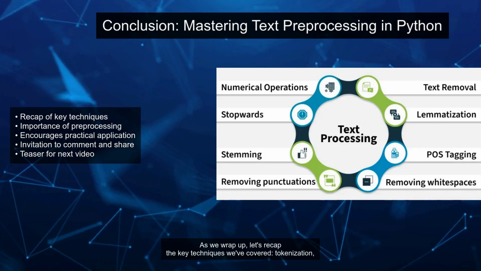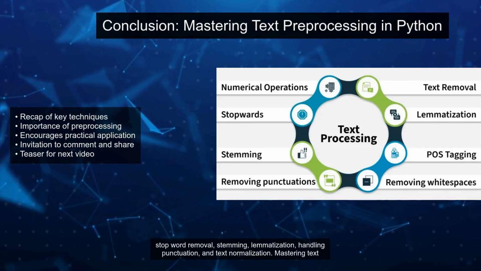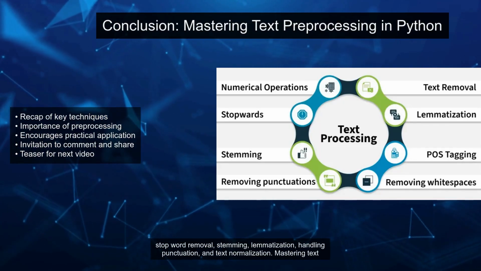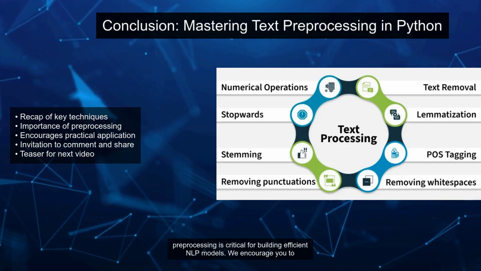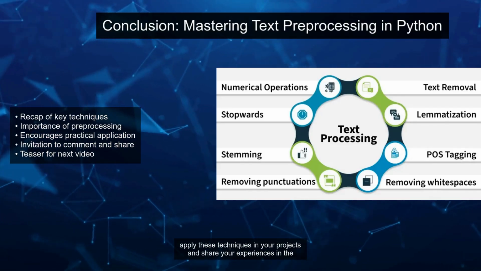As we wrap up, let's recap the key techniques we've covered: tokenization, stop word removal, stemming, lemmatization, handling punctuation, and text normalization. Mastering text preprocessing is critical for building efficient NLP models.